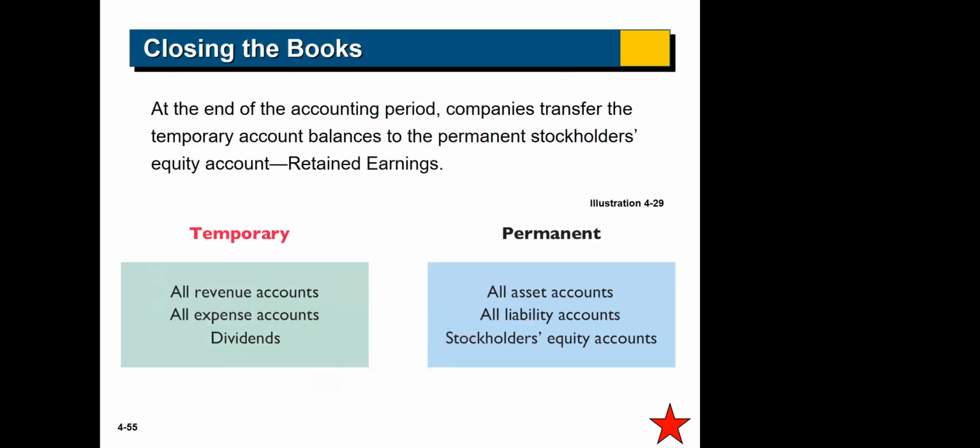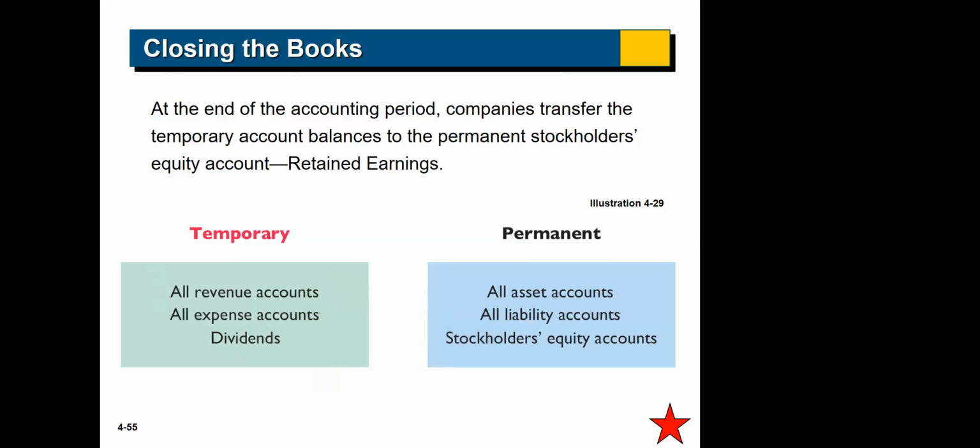Same thing is true for revenues. If you earn $100 a month for 12 months, you earn $1,200 that year. But if you continue to add year to year to year to year, after a while, the number doesn't mean anything anymore, okay? So these accounts are zeroed out at the beginning of the year. And we're going to show you the process for zeroing these accounts out.